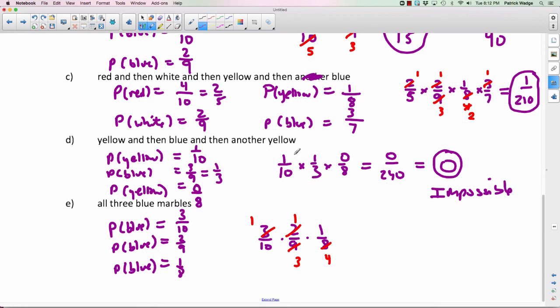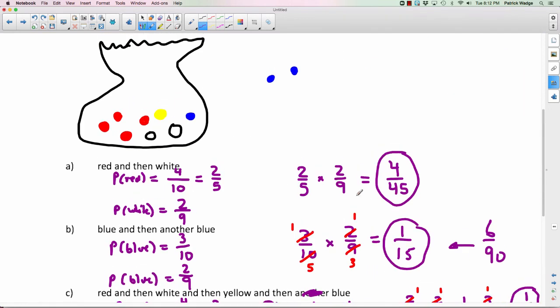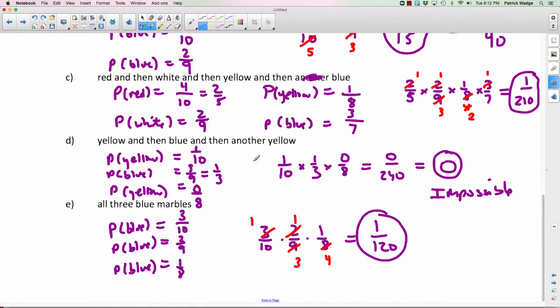Hey, we keep getting the numerator of 1. 1 times 1 times 1 is 1. 3 times 4 is 12. Times 10 is 120. The chances of pulling out all three blues are 1 in 120. You'd probably have to do this about 120 times before you got all three blues in a row. All right, that is dependent probability.